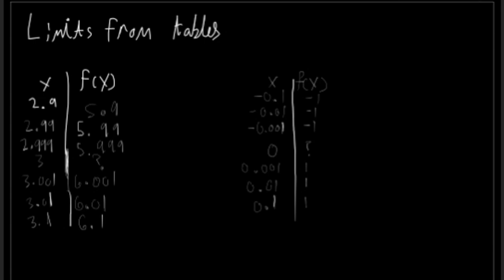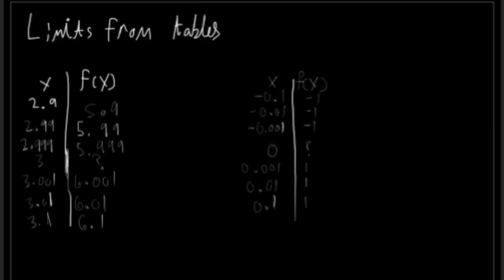So the second tool that you'll want to know is tables, and this is really useful for when you don't have a graph or when you want a more precise numerical estimate rather than just looking at it with your eyes. So the idea is that you pick x values that get closer and closer to c from both below and above, and then you calculate f of x for each one.